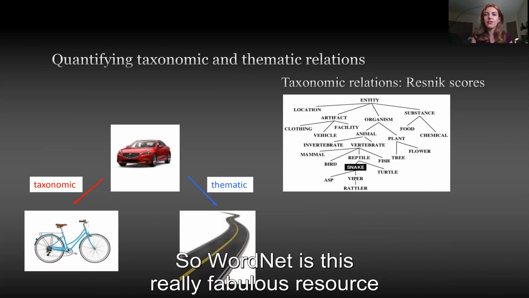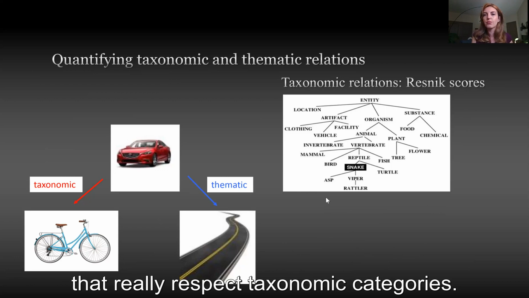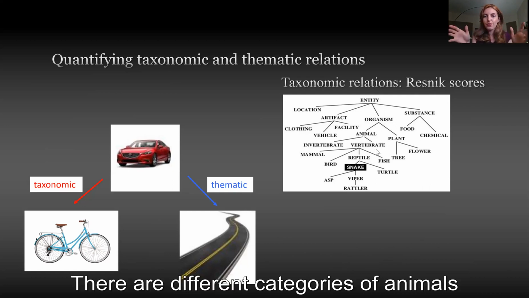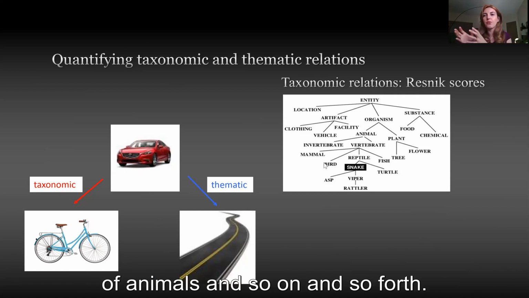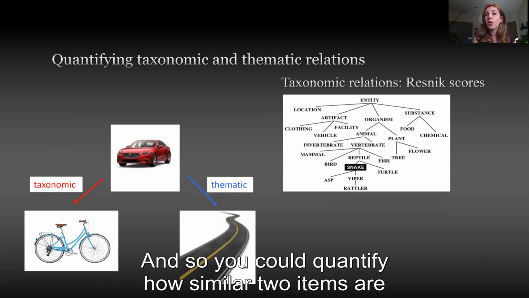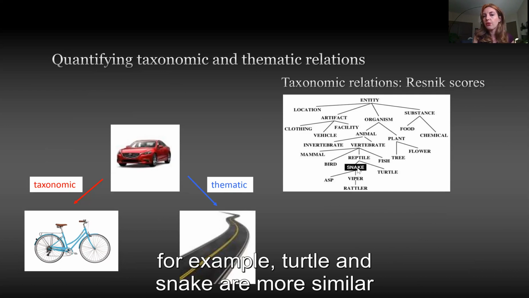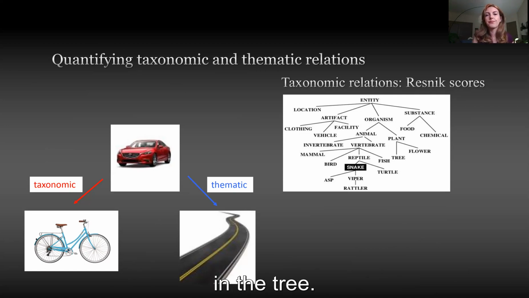WordNet is a really fabulous resource with hierarchical trees like this. These are trees that really respect taxonomic categories. You can see that, for example, there are different categories of animals, and under those categories there are subcategories of animals, and so on and so forth. And so you can quantify how similar two items are by following this tree and seeing, for example, that turtle and snake are more similar than turtle and mammal because they share more nodes in the tree.